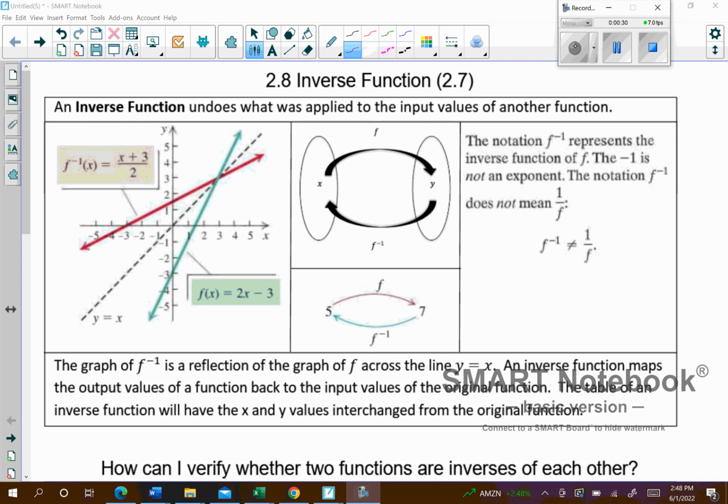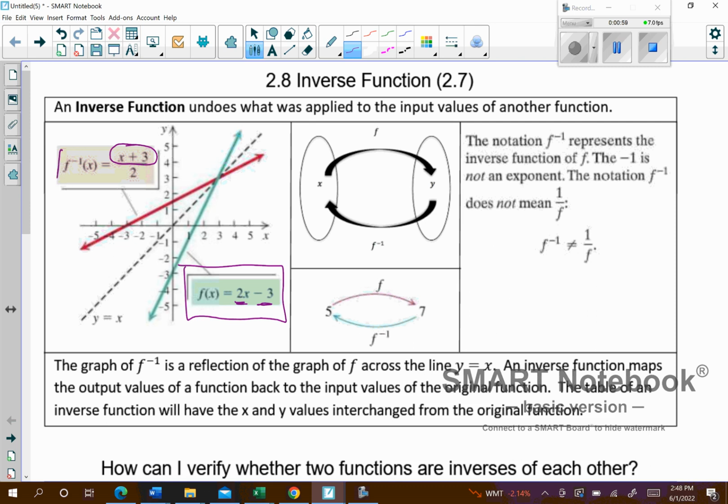Let's look at a pretty simple example right here on the left. My original function is f of x equals 2x take away 3. They won't always be this obvious, but the inverse operation of subtracting 3 would be to add 3. Then the inverse operation of multiplying by 2 would be to divide by 2. And that's going to be our inverse function right there.